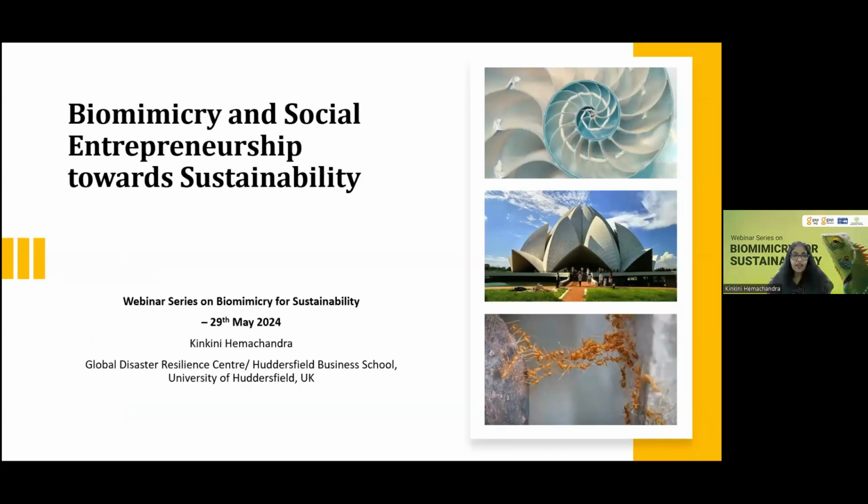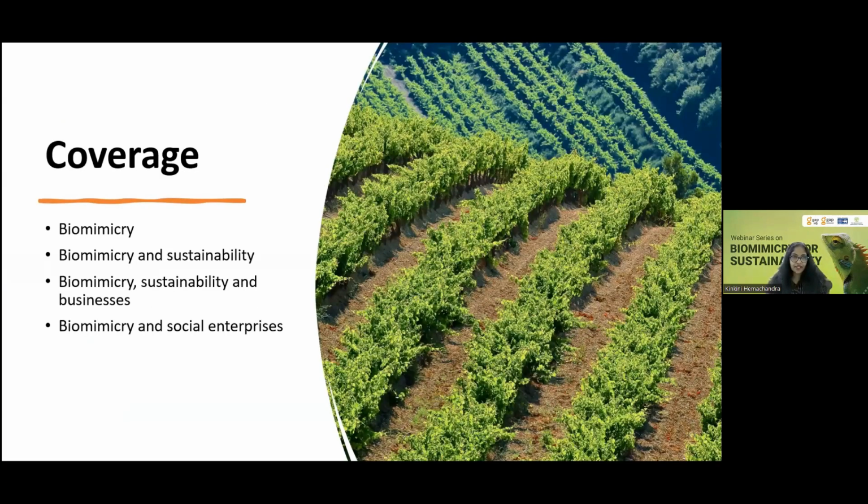My talk will be covering 4 different aspects. As you can see from the slide itself, I'm going to talk about 4 key elements. The first part of my discussion covers the entire concept of biomimicry. Then I will move on to the second part, how biomimicry is related to the concept of sustainability in a much broader way.